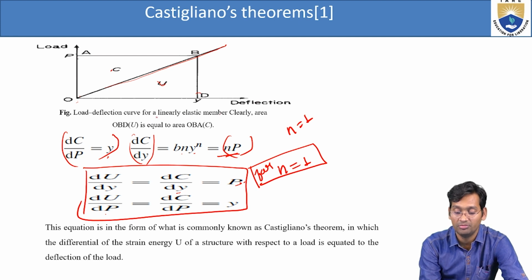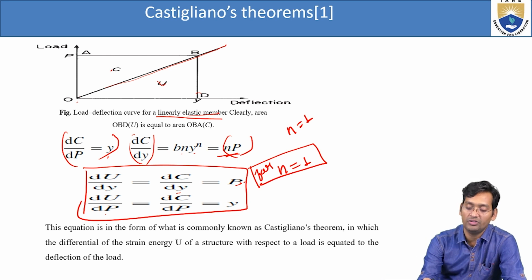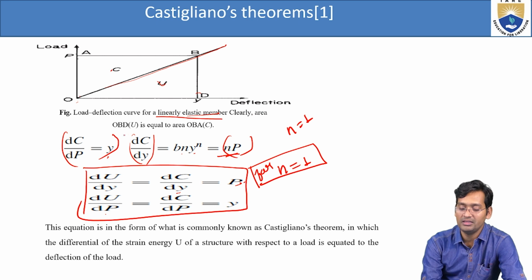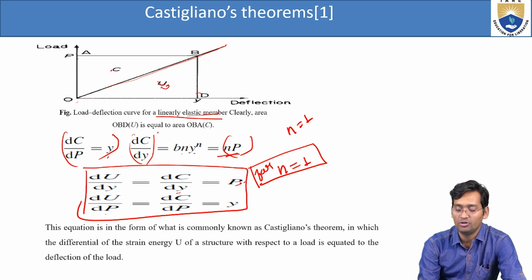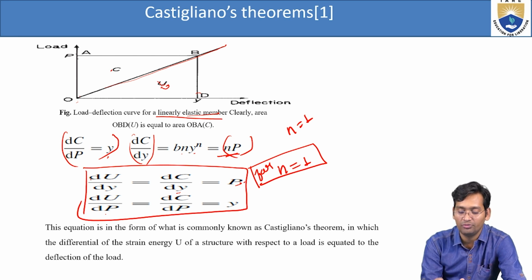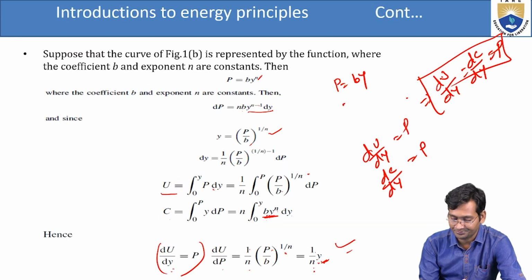Just here this word is important. For a linearly elastic member only, we can say this, when it's following the linear equation. Clearly area OBD is what? U, the strain energy, and it is equal to the area OBAC. So that's why here we are getting, earlier in the previous case dU by dy was not equal to dC by dy. Or just see here, dU by dy is P, right?